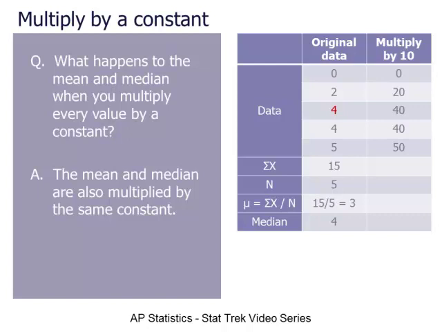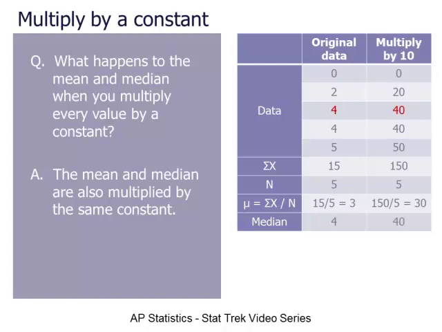To compute the mean of the new dataset, we need to compute sigma x, which is the sum of all the values in the dataset. Sigma x is 0 plus 20 plus 40 plus 40 plus 50, which equals 150. The new data set still has 5 values, so n is equal to 5. The mean of the new data set is sigma x divided by n, which is 150 divided by 5, or 30. And finally, we observe that the median of the new data set is its middle value, which is 40.